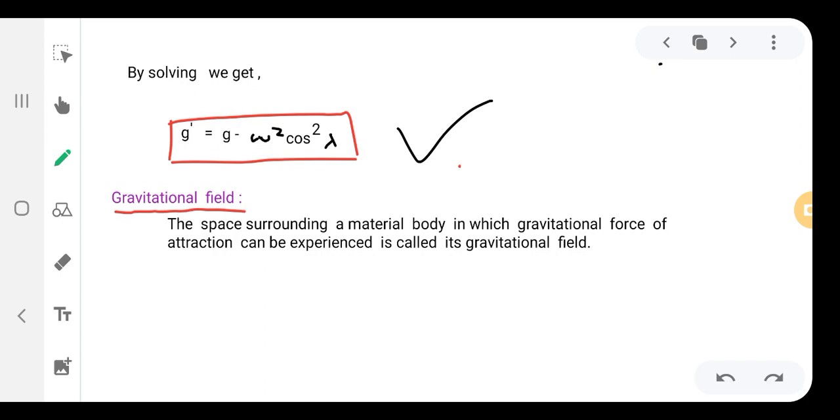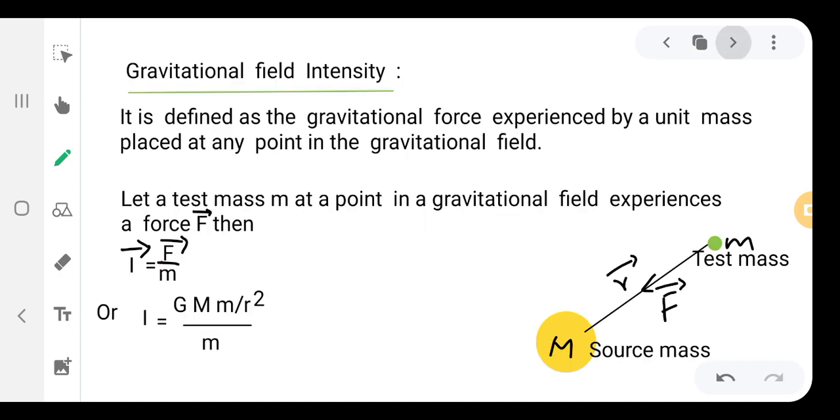So such a type of field, the field surrounding the earth, has a gravitational force. If we talk in terms of field, the space surrounding the earth due to gravitational force is known as the gravitational field, which is experienced by another body which comes closer to the earth. Then let us go to the gravitational field intensity.